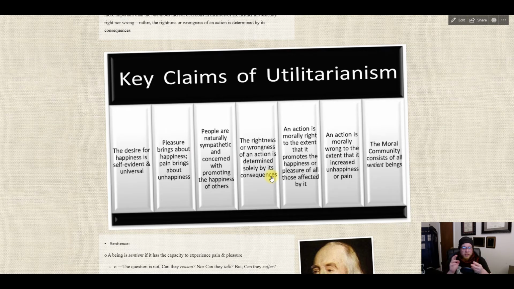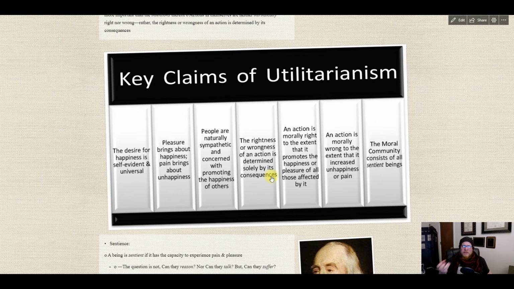Also, like the ethical egoists, pleasure brings about happiness, pain brings about unhappiness. Pleasure good, pain bad. People are naturally sympathetic and concerned with promoting the happiness of others. We like to make other people happy, often because it makes us feel good. Further, an action is morally right to the extent that it promotes the happiness or pleasure of all those affected by it. We can measure goodness by how it affects the maximum amount of people positively. On the other hand, an action is morally wrong to the extent that it increases unhappiness or pain.